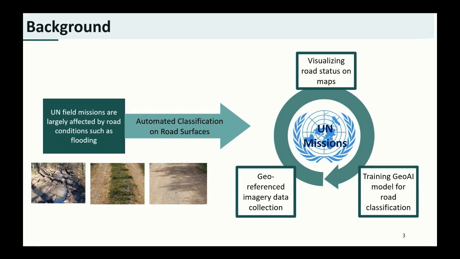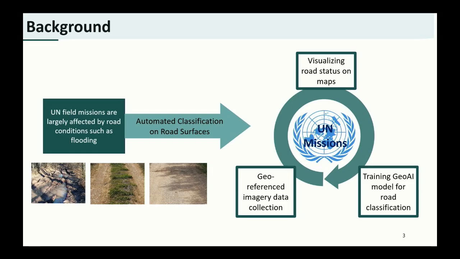But anyway, this work starts from a requirement of the UN, where UN field missions are very largely affected by the road surface or road condition if there is flooding. So it is very difficult to send a vehicle or a UN officer to the field, so they want to know the road status in real time. They have a very strong requirement from the United Nations.